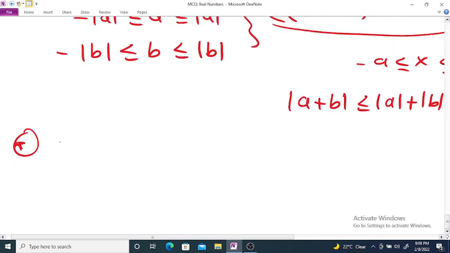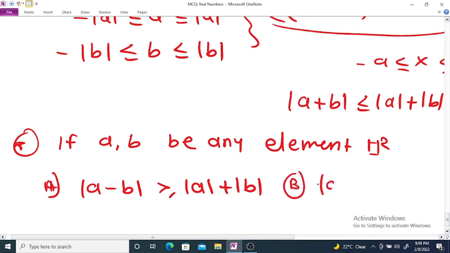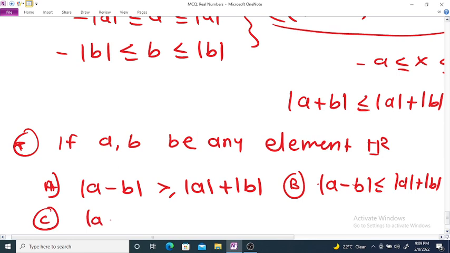if A and B be any elements of the set of real numbers R, then option first, mod of A minus B is greater than or equal to mod of A plus mod of B. Option B, mod of A minus B less than or equal to mod of A plus mod of B. Option C, mod of A minus B is equal to mod of A plus mod of B. And option D, none of these. So the correct option is what?